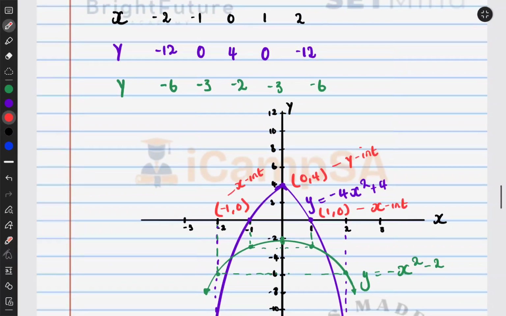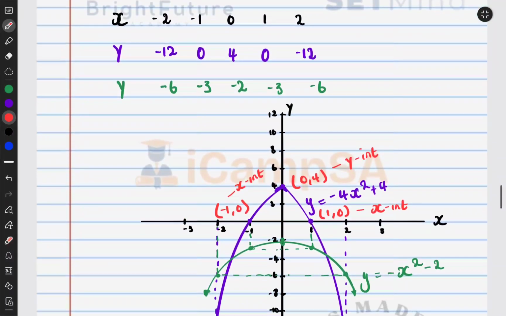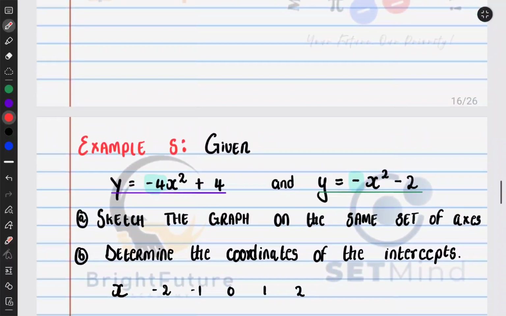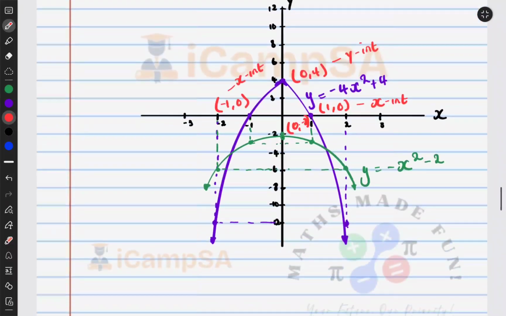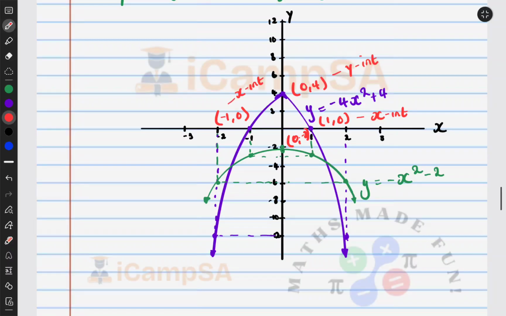Then for the second function, it doesn't intercept the x-axis, but only the y-axis, at 0 and negative 2, where x is 0 and y is negative 2. That is its y-intercept. So we have determined the coordinates of the intercepts for both functions. And this marks the end of our lesson on parabolic functions. Next, we're going to be moving on to exponential functions.